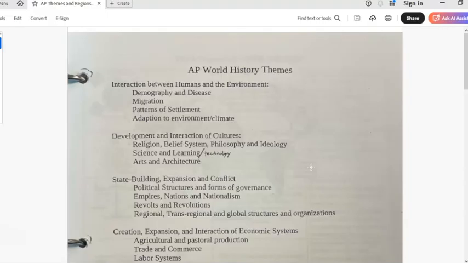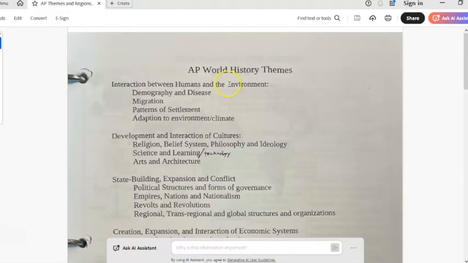But you've really got to know these, because if I ask a writing prompt about culture and you write all about economic systems, then you're not going to be able to score a single point whatsoever. So let's look at the first category.